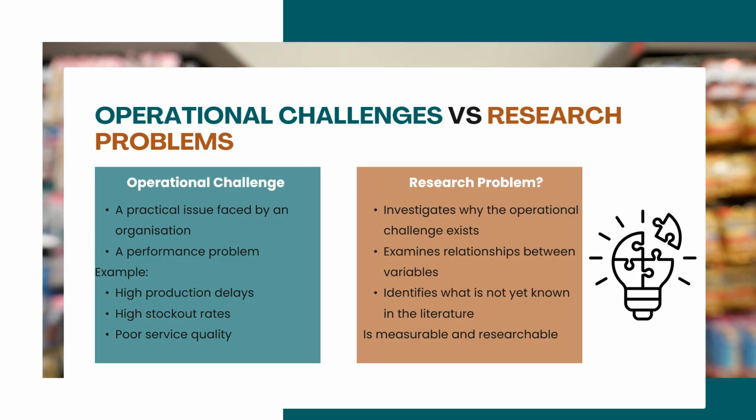On the research problem part, you're trying to investigate why the problem happened. We try to examine whether there is a relationship between this problem happening and maybe this other factor happening. So the difference is that the research problem needs to be measurable and researchable. The operational challenge is for the manager, and what does the manager want? The manager wants a solution. We are running out of stock, give me stock. We have a poor service quality, let's improve the quality.